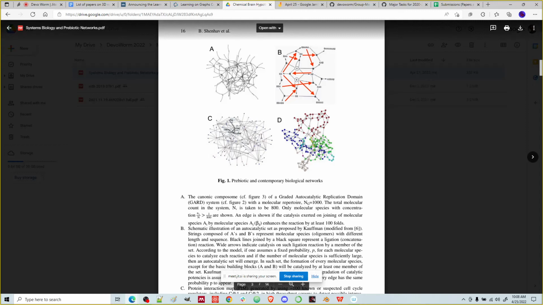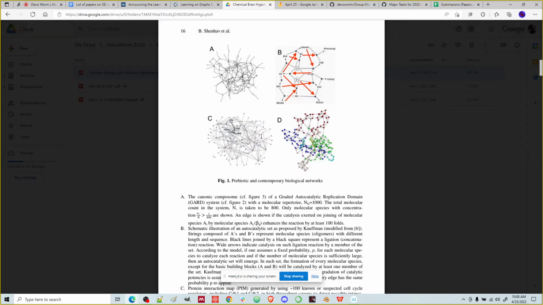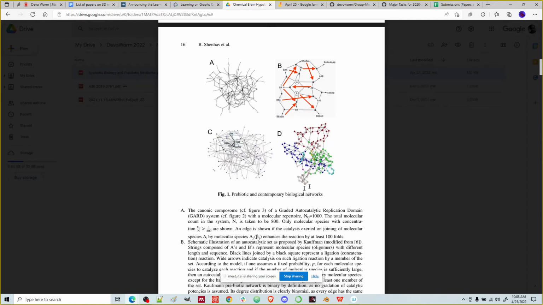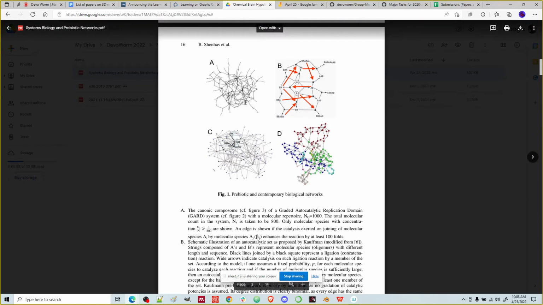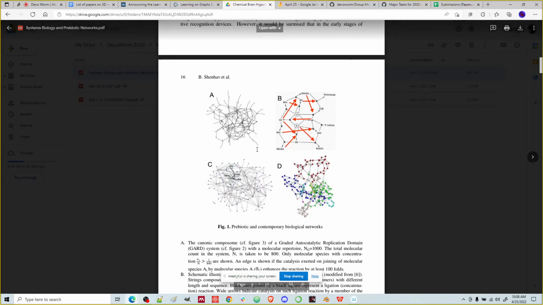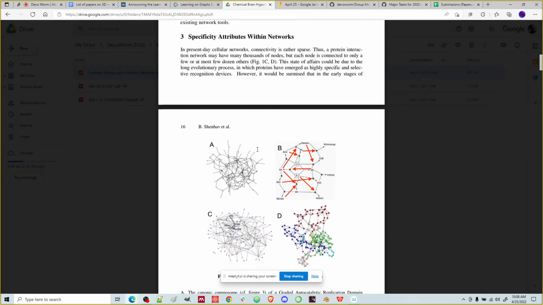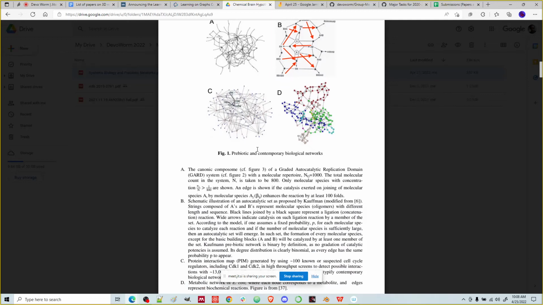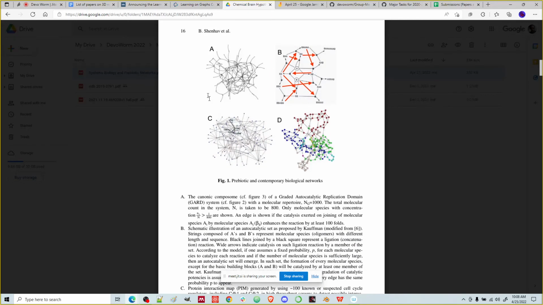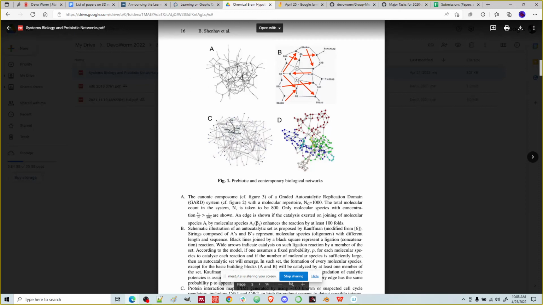So I don't really want to get into that. I don't want to get into the technical details of that. But this kind of shows prebiotic and contemporary biological networks. So I think they don't really have good... Oh, I guess this is the legend here. So this is a graded autocatalytic replication domain system here.